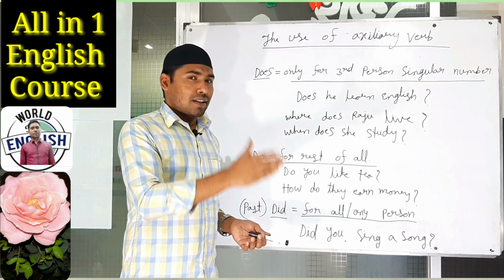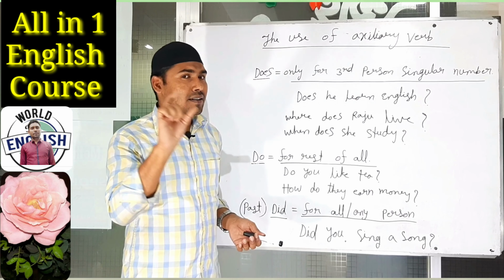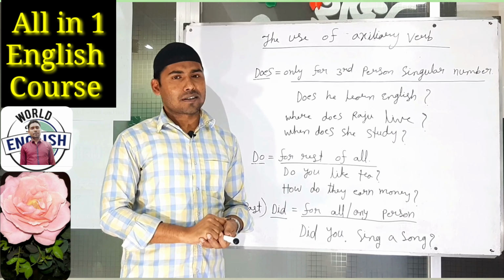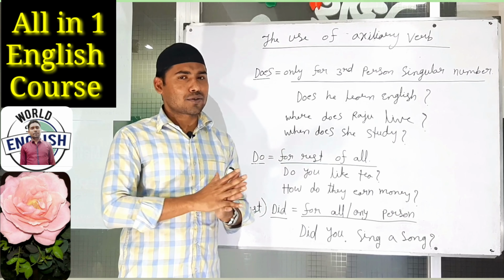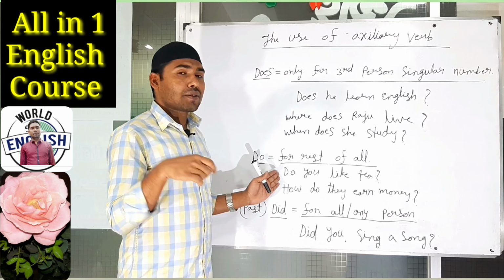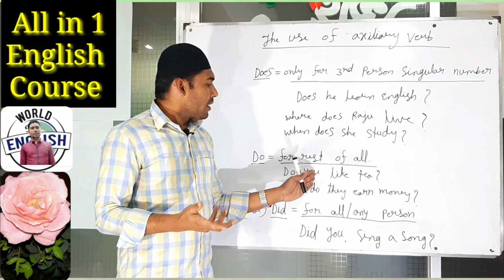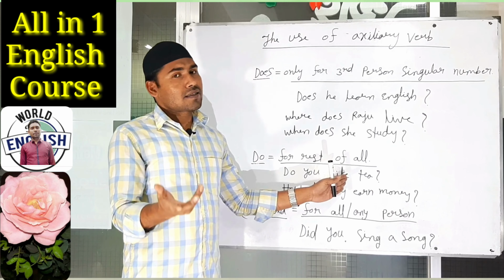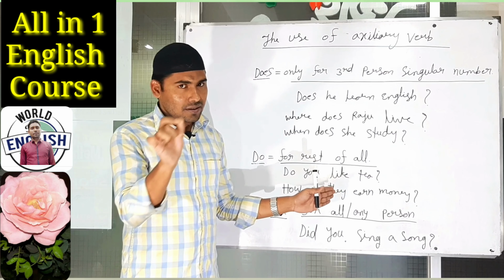Do Meena and Raju live in Dhaka? Meena and Raju, there are two persons here. Though Meena and Raju are third person, they are not singular. That's why we will use do here. Do Meena and Raju live in Dhaka? Yes, Meena and Raju live in Dhaka.